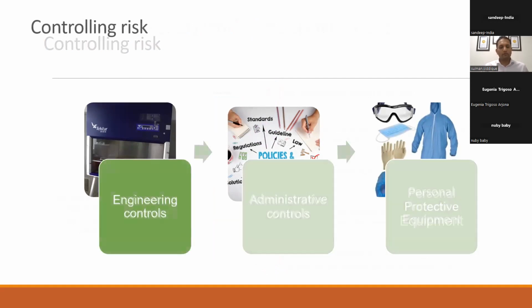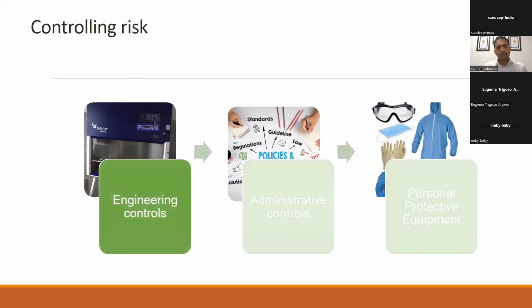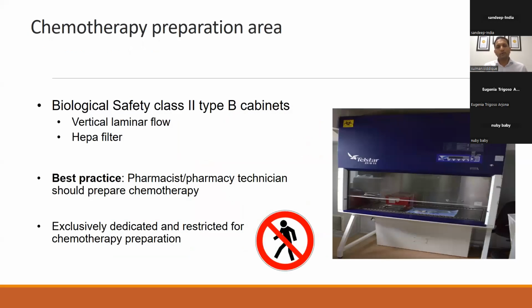So first of all, we will look at the engineering control. We have engineering controls, administrative controls, and PPEs. So let's look at engineering control. Engineering control mainly means biological safety class 2 type B cabinets. So you can see in the image here, the image of the biosafety cabinet.